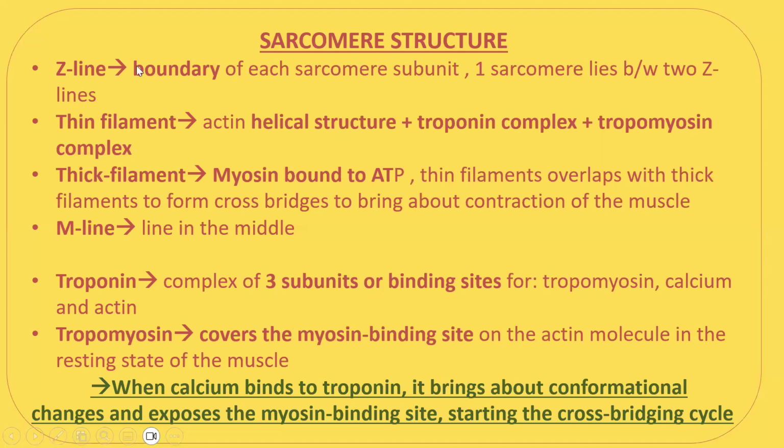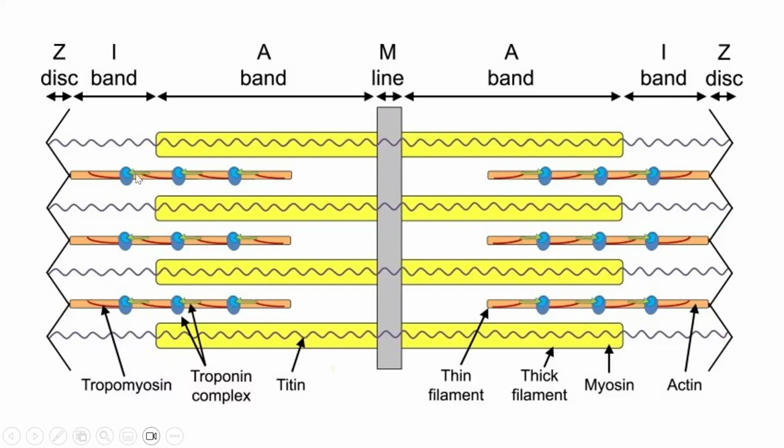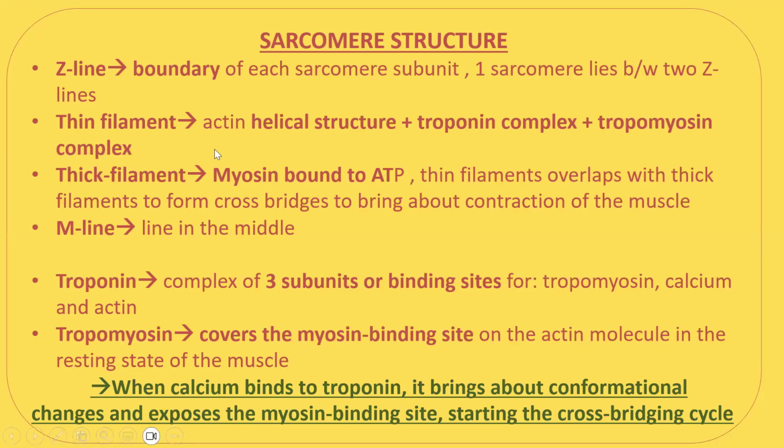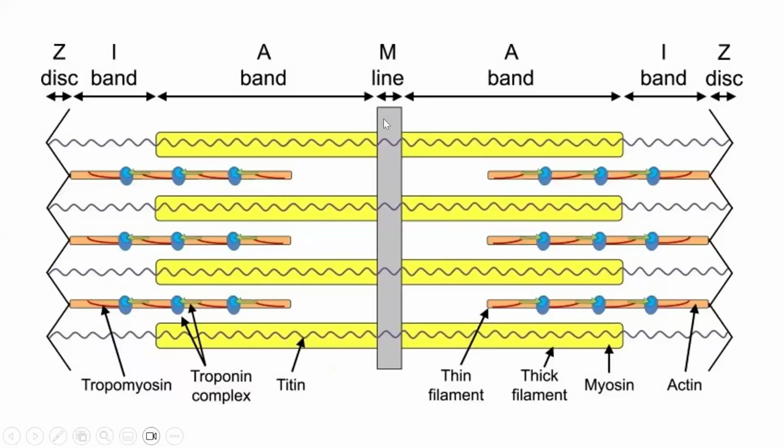And then we have what we call thin filaments. A thin filament is basically a complex made of actin, tropomyosin, and troponin. It's called a thin filament, and we have it right here. We're going to discuss this later, but I'm just telling you the structures. And then we have what we call a thick filament, which is the myosin head. And the M line is the line in the middle.